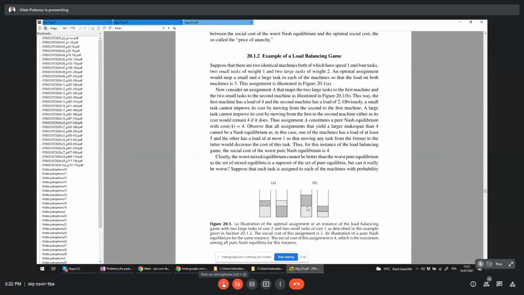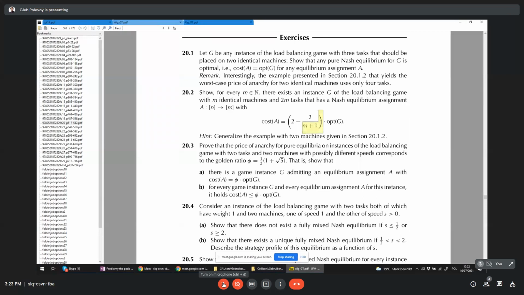It's still an equilibrium, because if a task from the more loaded machine wants to move, there is no improvement: besides that task of size 2, there is another task of size 2 on its machine, and on the other machine there are two tasks of size 1 each, so also a total of size 2, and the speeds are the same. So there is no reason to move. Now we need to generalize this, and eventually we want to get this bound. M plus 1 can be a hint. Do you have any idea how to generalize this? It's not so trivial.